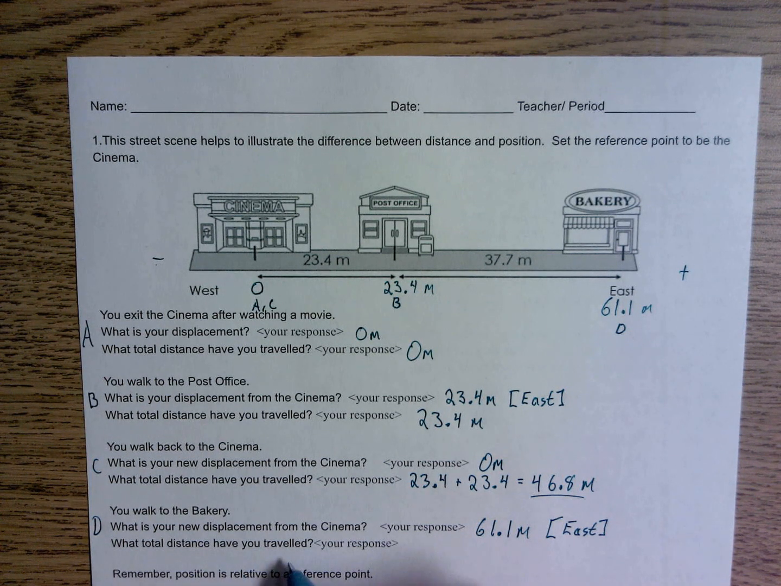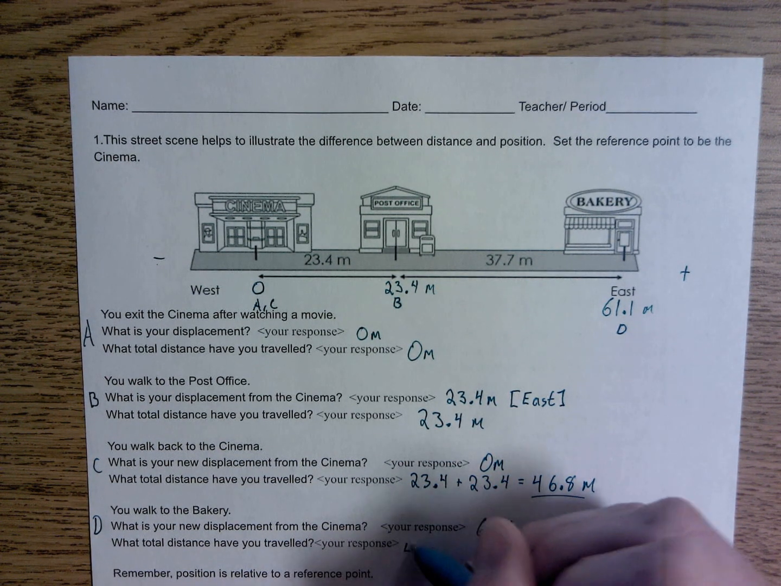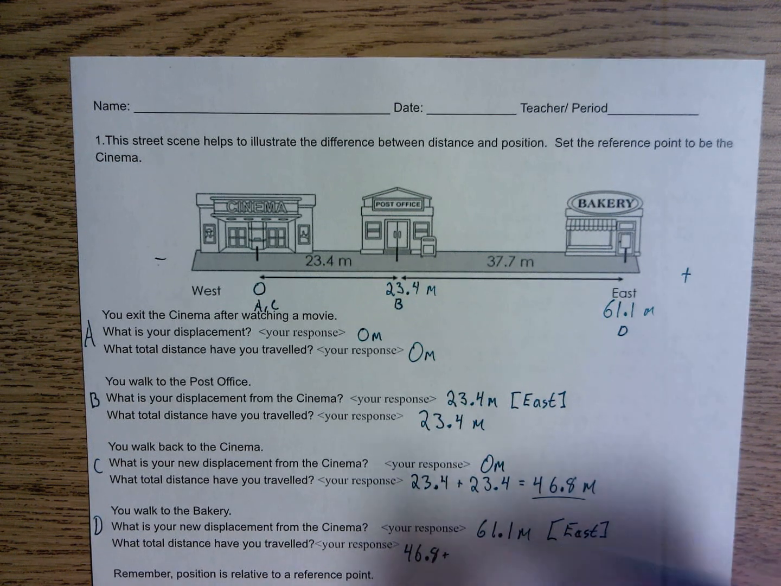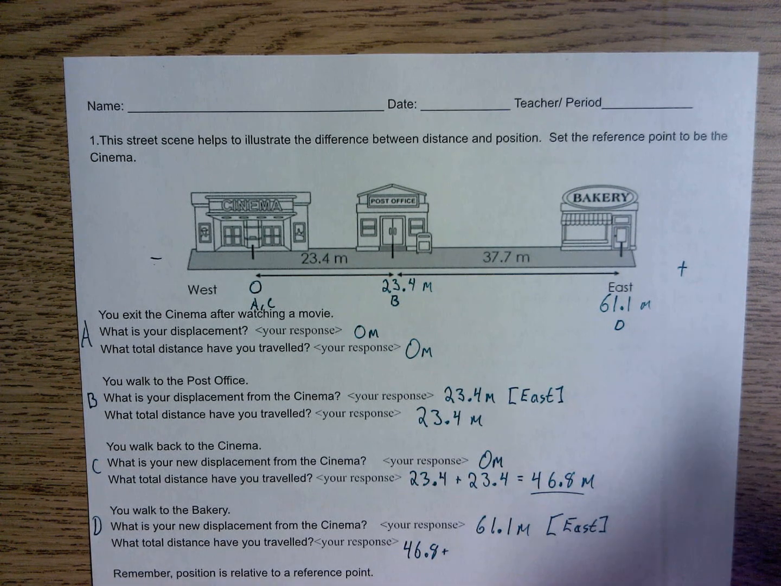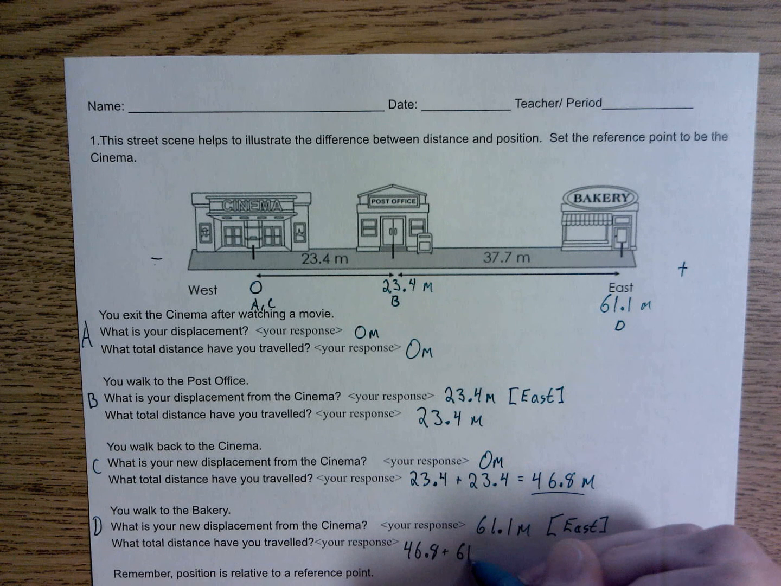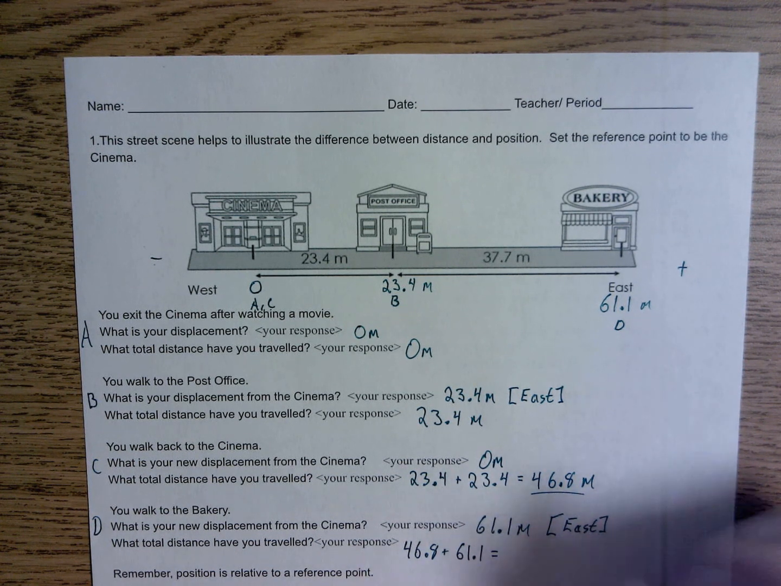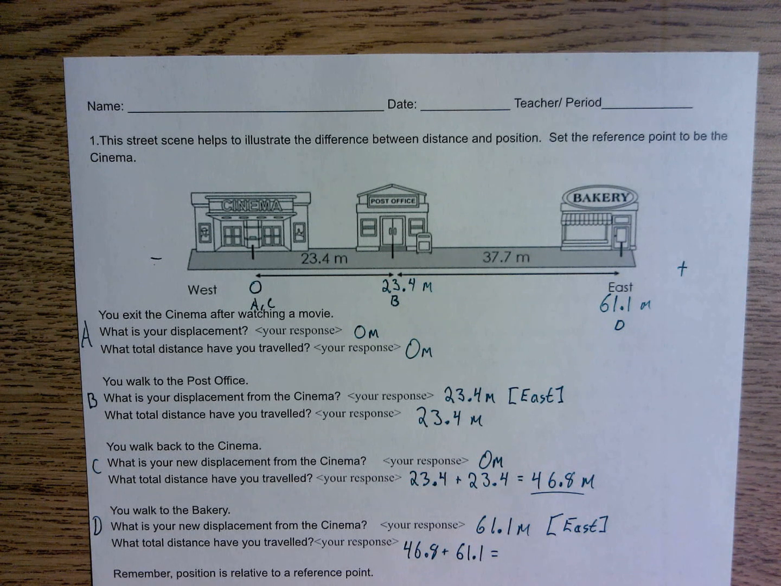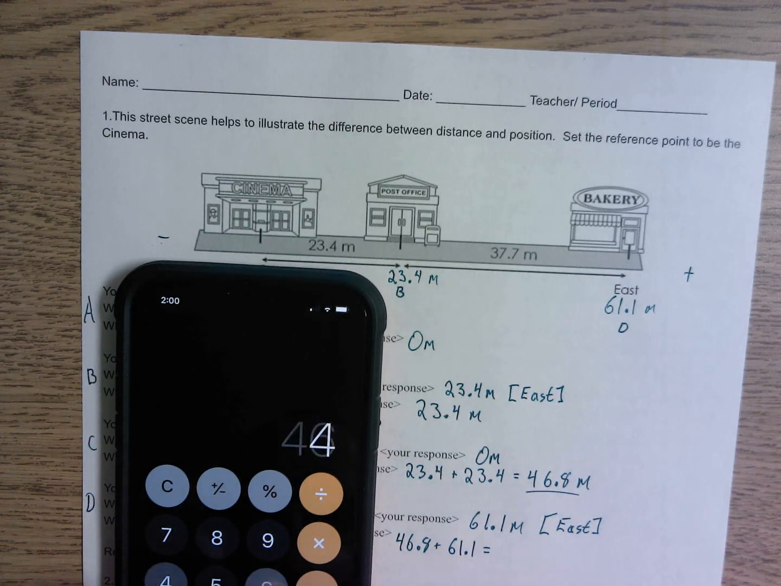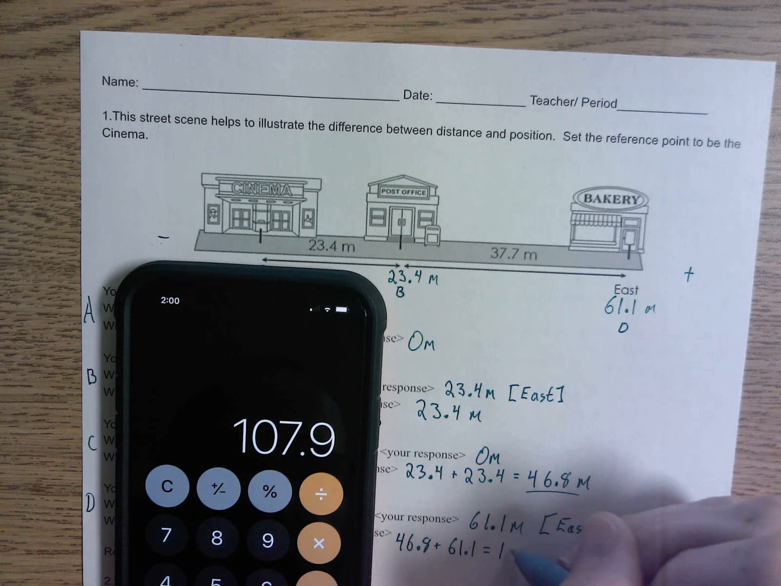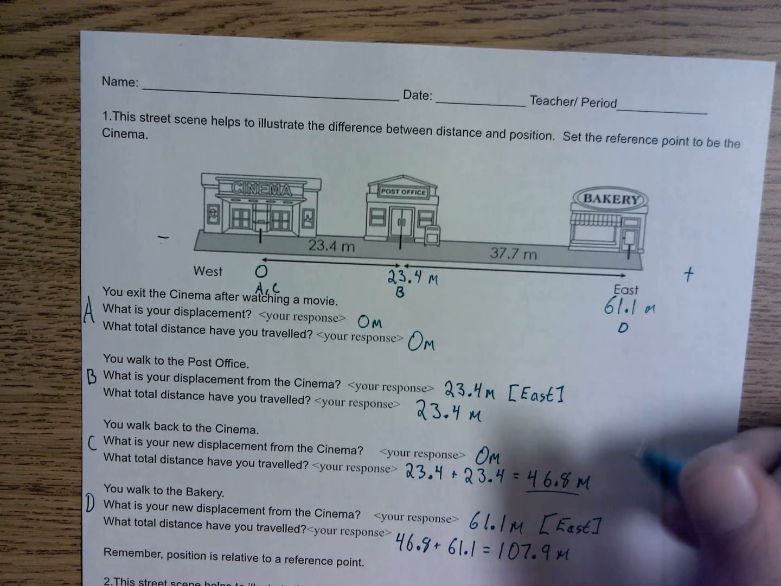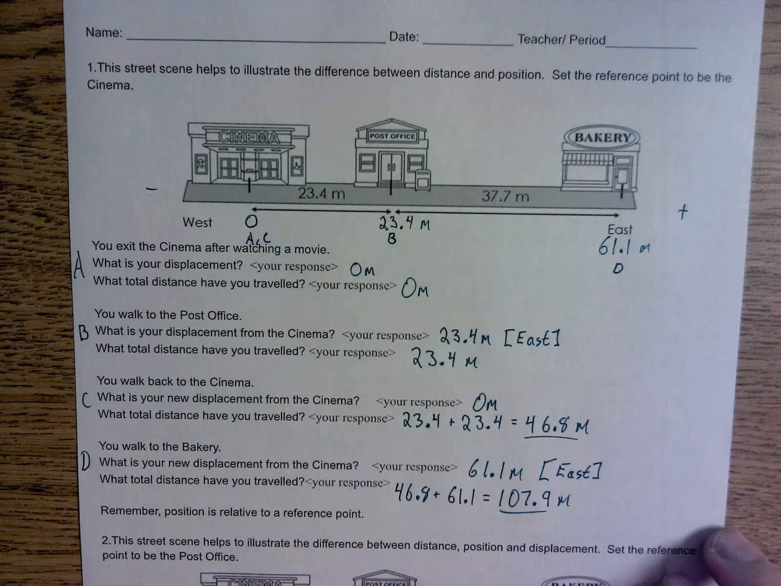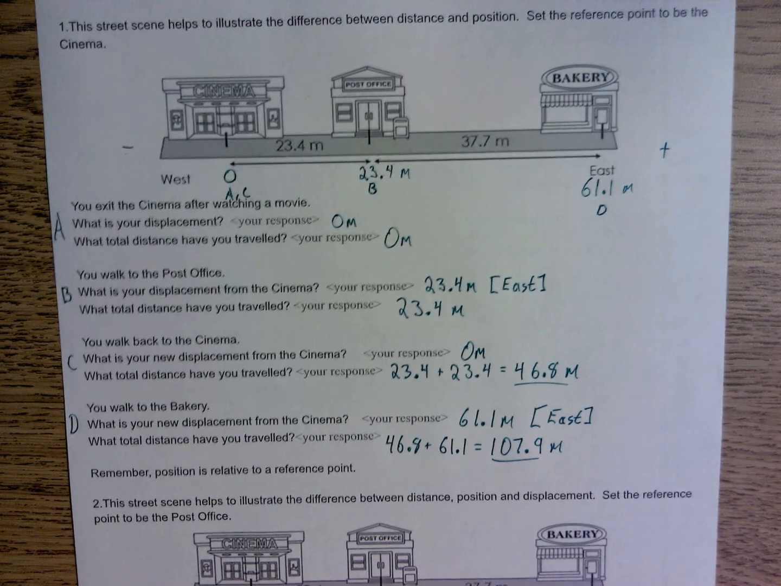What total distance have you traveled? Well, before we said 46.8. And now we're traveling again. How far did we travel this time? Well, we went from the cinema to the bakery. So how far is that? 61.1 meters. If we add 46.8 plus 61.1, we get 107.9. And that's distance. Again, we don't need direction. Hopefully that helped, guys.